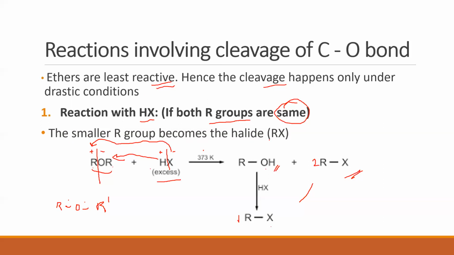Now, for the smaller R group to become the halide, the bond should break between the smaller R group and the oxygen. Clear? That's what we understood here. Now, let's come to this example here.